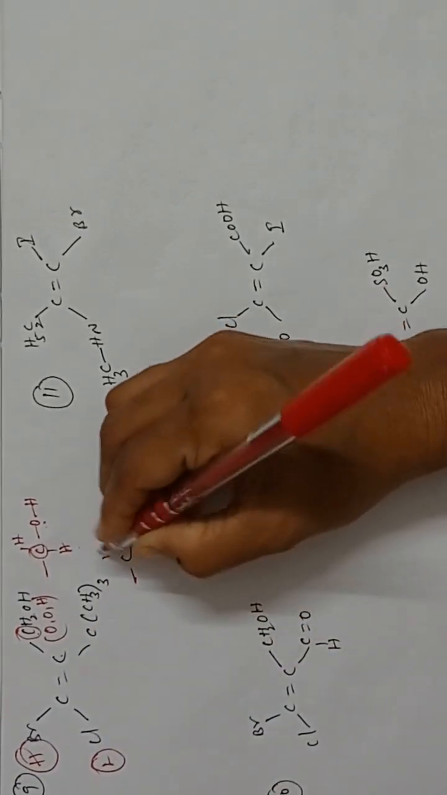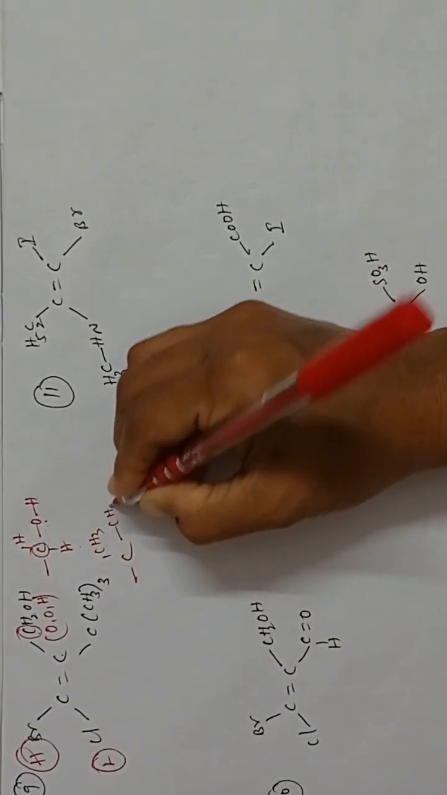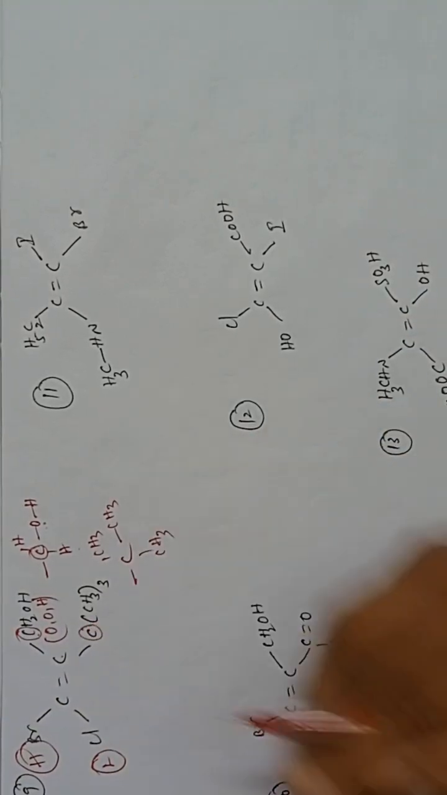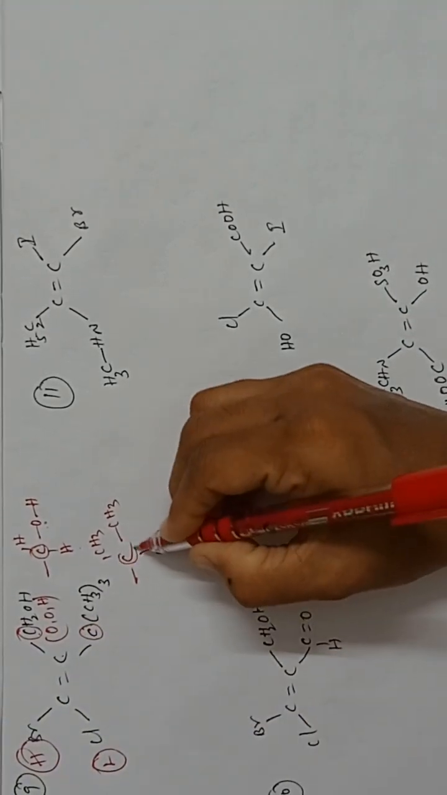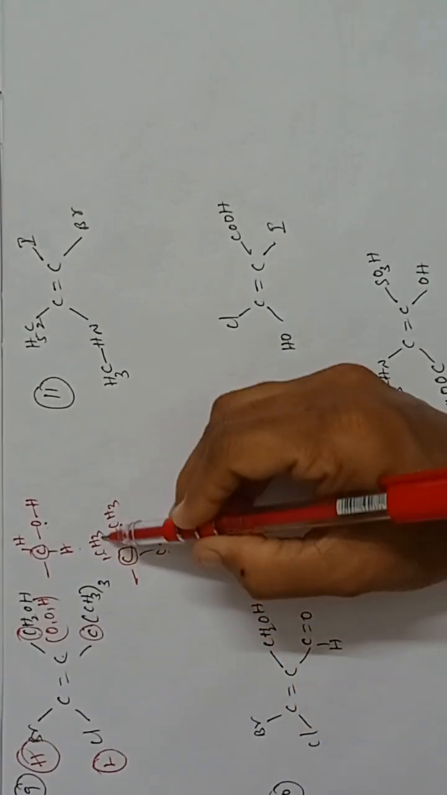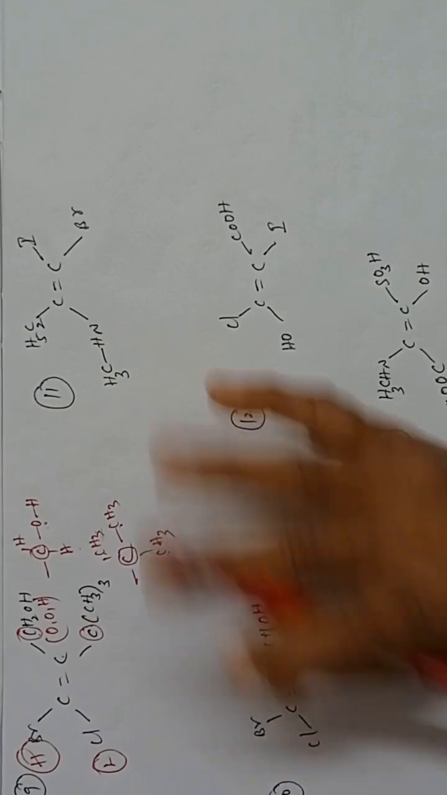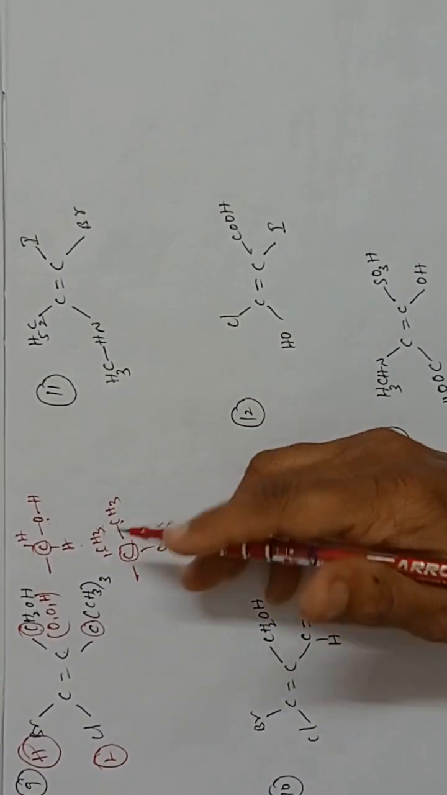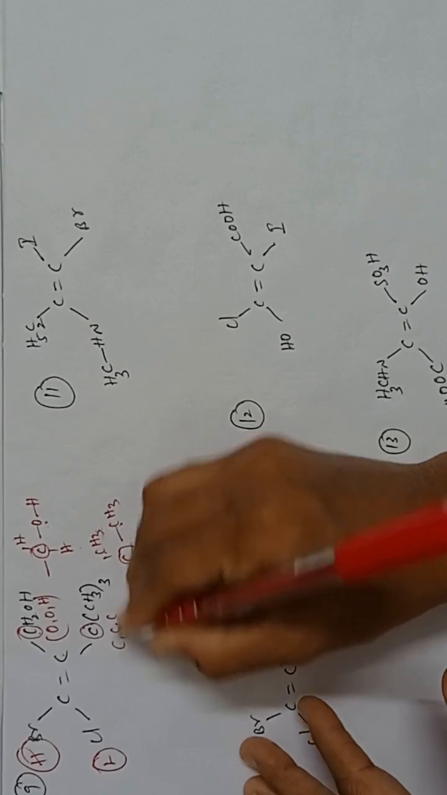3 methyl groups attached. Here 1 methyl, 2 methyl, 3 methyl. Now tell me, to this carbon, which atoms are attached? Carbon, carbon, carbon. This hydrogen is attached to this carbon. To this carbon, carbon, carbon, carbon, 3 carbons attached. So write that 3 carbons here.